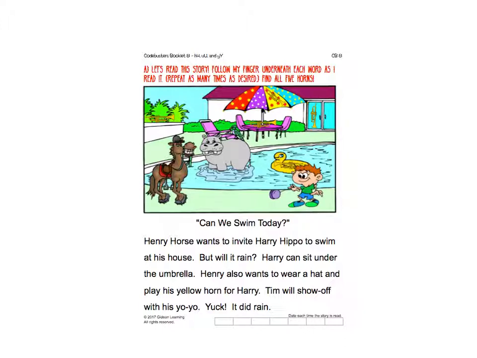This is the back inside cover of your student's booklet. It looks something like this. We'll read the directions at the top first. Let's read this story. Follow my finger underneath each word as I read it. Repeat as many times as desired, and then your student can find all 5 horns that are hidden in the picture. Now, notice that in this story, we try to incorporate as many of the vocabulary words as possible. So that way we're really emphasizing the words and the sounds that we are working on in this booklet.